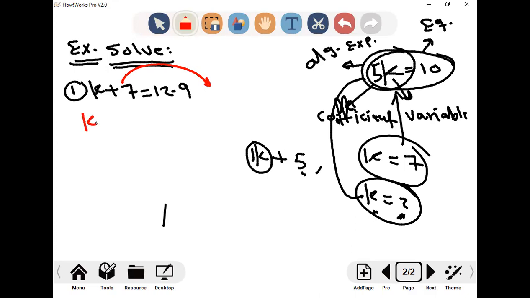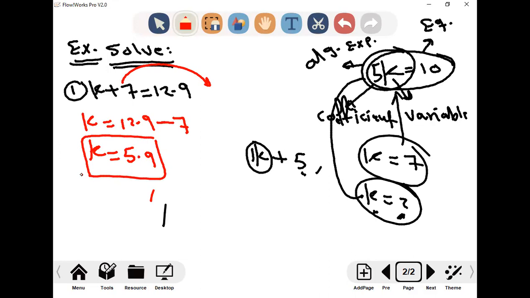So K equals 12.9 minus 7. Simplify here, 12.9 minus 7, how much? 5.9. So K equals 5.9 is the solution of the equation. This is what we call an addition equation, a one step addition equation. Why one step? Because we did only one step to get the solution, right?